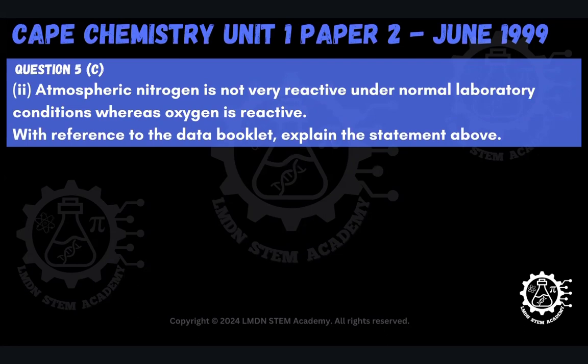And so what we have to do generally when we're doing bond energy questions and comparing two things, the first thing I suggest is to draw the bonding picture for the elements or compounds in question. Here, we're looking at nitrogen, which is N triple bond N. And then the oxygen would be O double bond O.